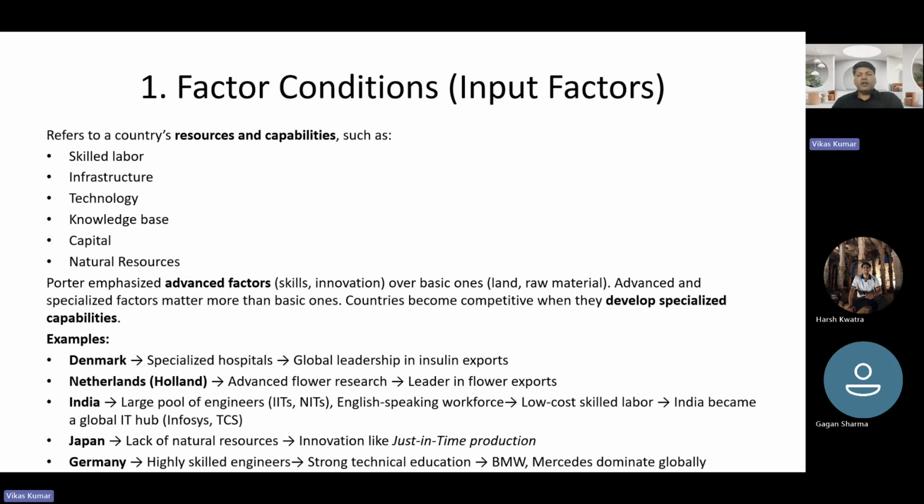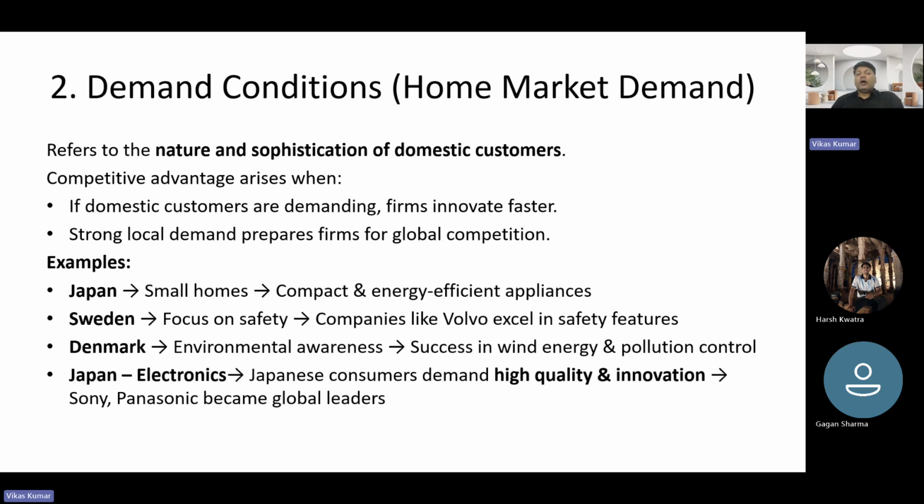The second was demand conditions, with respect to home market demand. If there is demand for a particular product within the home market, then that company grows fast and grows with innovation. Like with respect to Japan, we discussed in the last class, there were small homes, so compact and energy efficient appliances were developed, and there are many electronics and electricals companies based in Japan, like Sanyo, Panasonic, Sony, Daikin. These all provide energy efficient appliances because of the conditions of the home market.